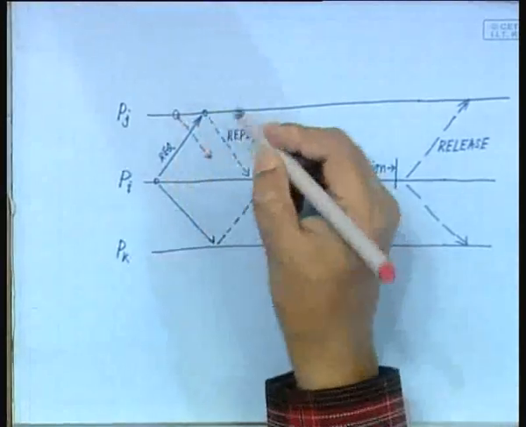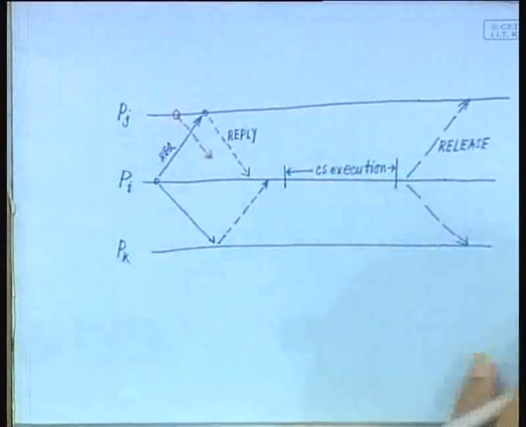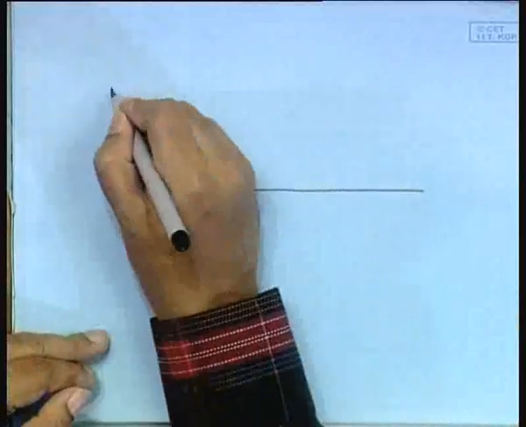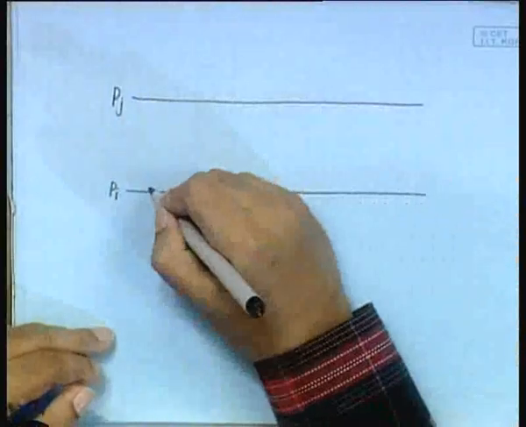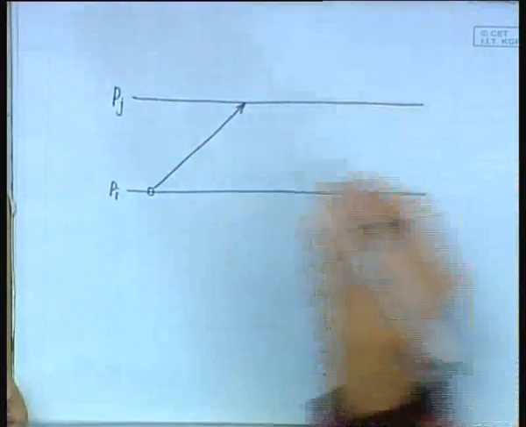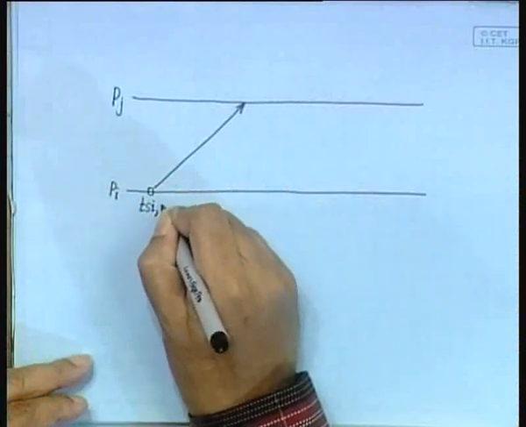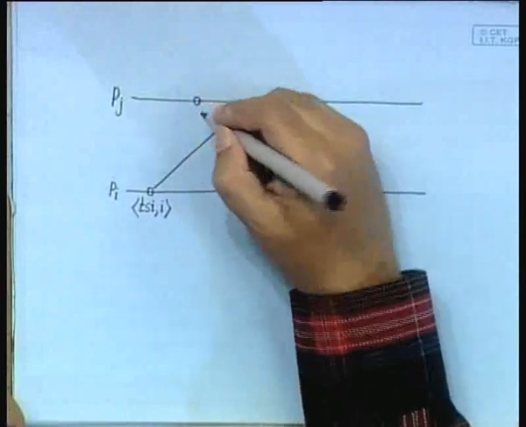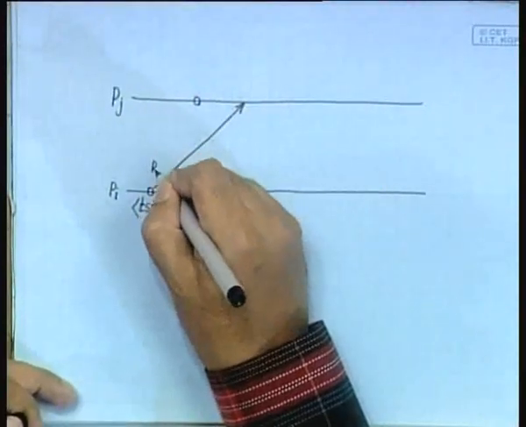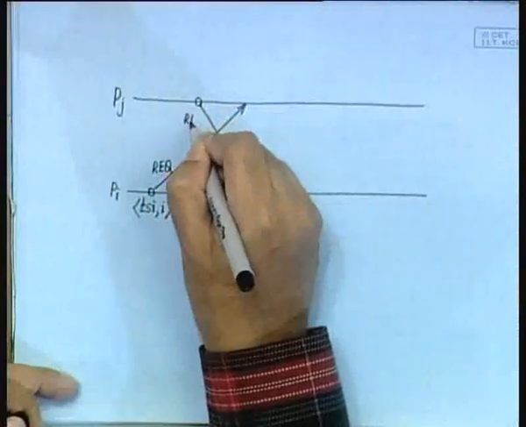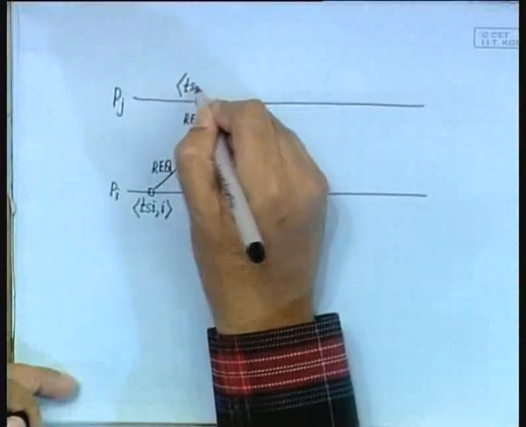Pj has a request. Let me start afresh in another sheet. Suppose at a point of time the request of Pi reaches Pj, and let us say that this has some timestamp TSi. So, this is Pi's request. Let us say that Pj has also sent out another request, and this has timestamp TSj.